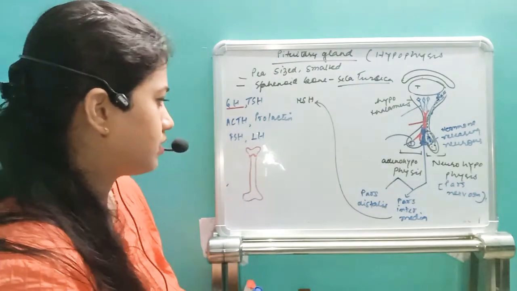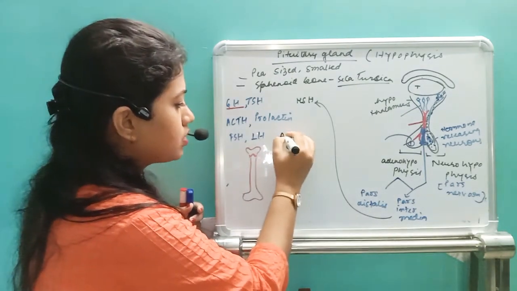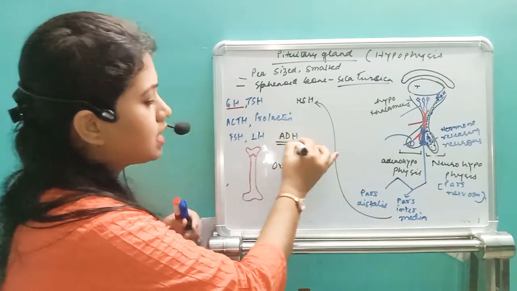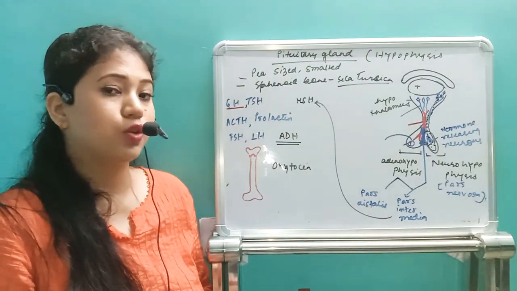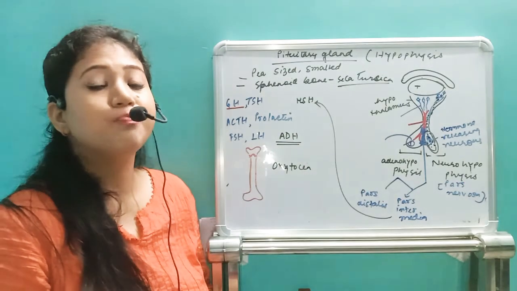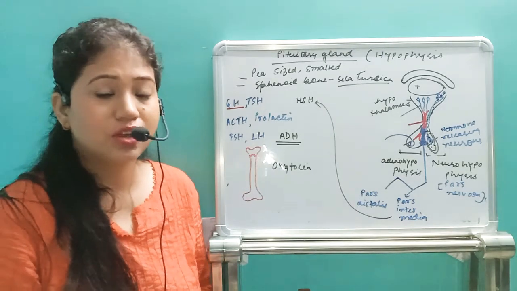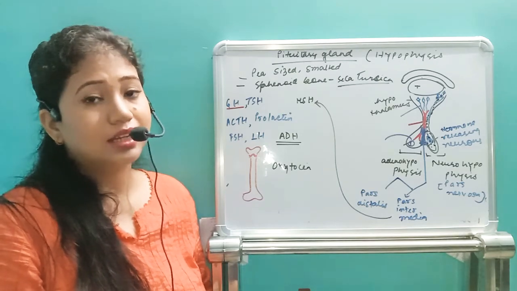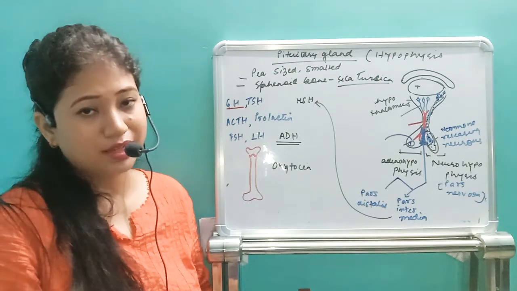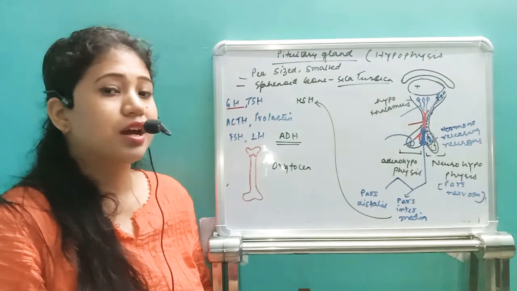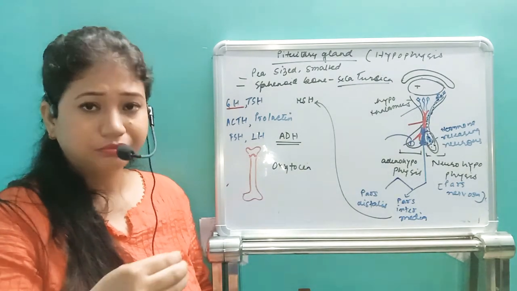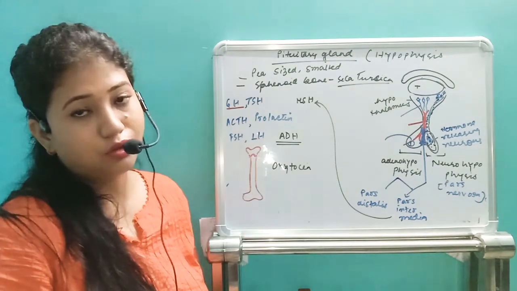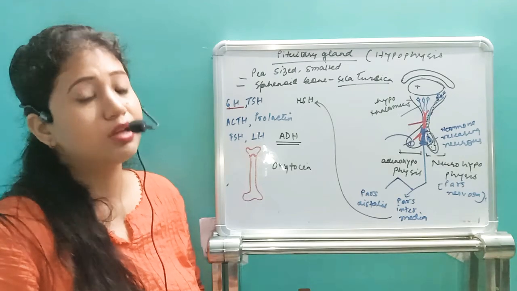Then the neurohypophysis, which releases two hormones. What are they? One is ADH, another is oxytocin. So what is ADH? ADH stands for antidiuretic hormone. I already told you in the excretory products and their elimination chapter, ADH acts on the DCT and collecting duct, which helps in reabsorption of maximum water and can produce hypertonic urine. So that is the function of ADH. It helps us to produce hypertonic urine.